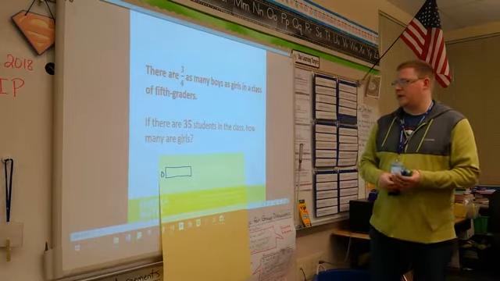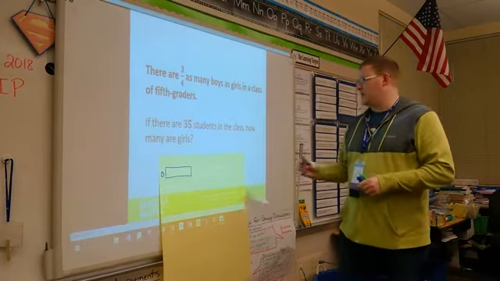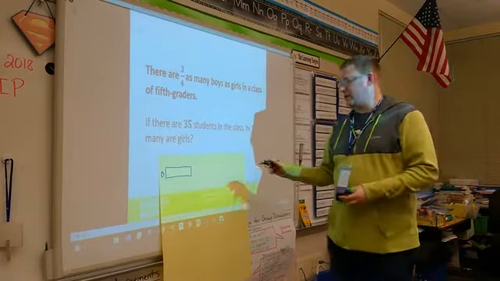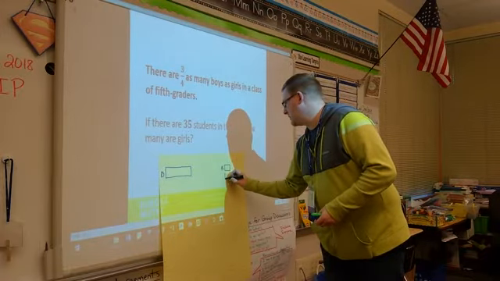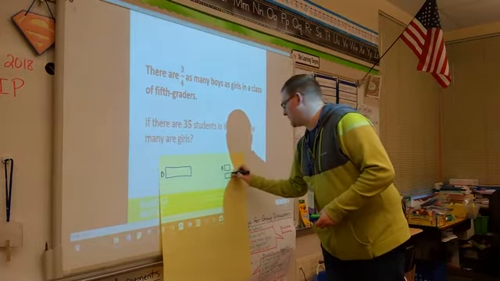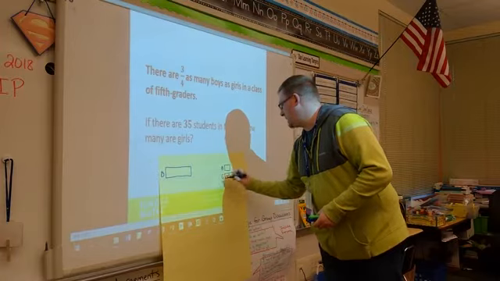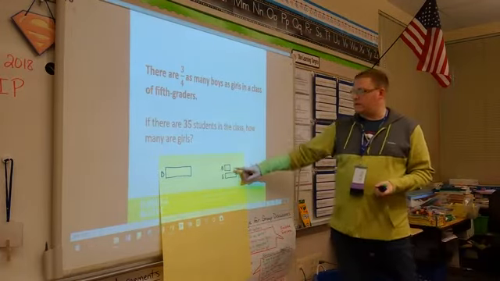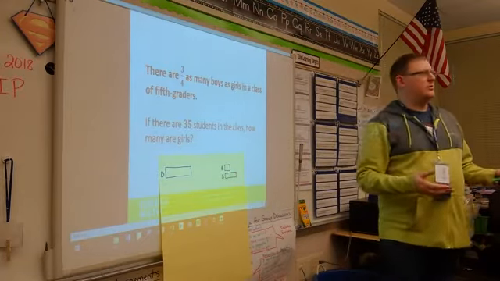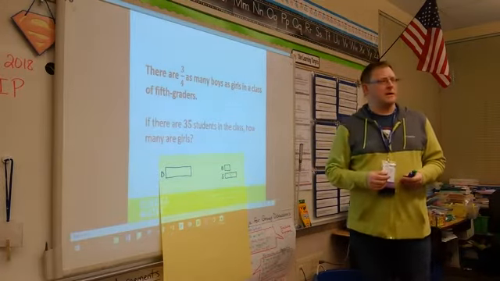So let's think about this in a little bit of a different way. I'm going to draw a tape diagram, and we're going to analyze it a little bit. So here I have some boys, and here I have some girls. And I could make the statement that there are half as many boys as there are girls. Turn and talk to a partner about why that statement makes sense.